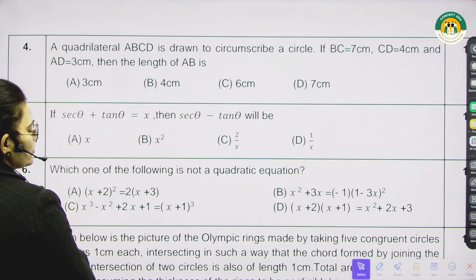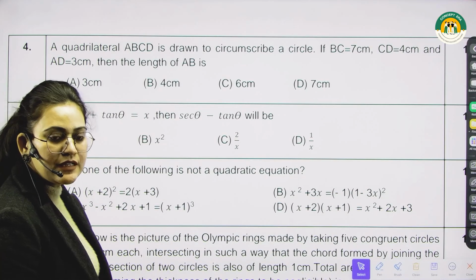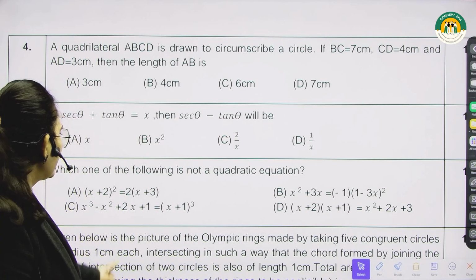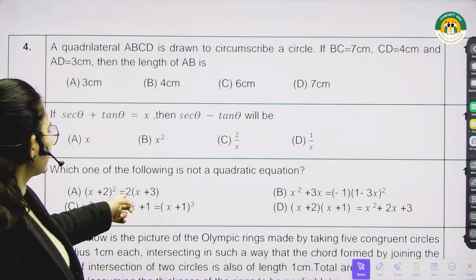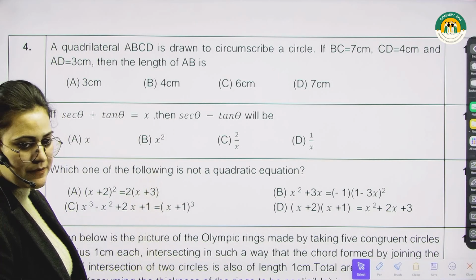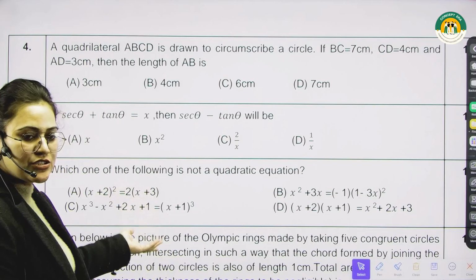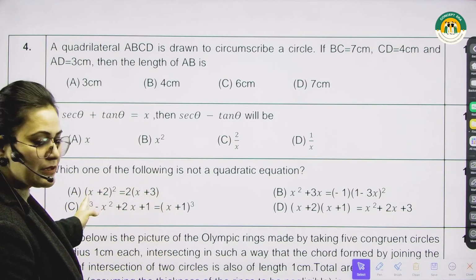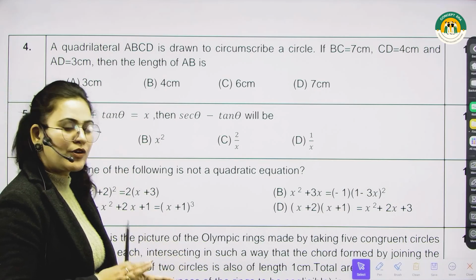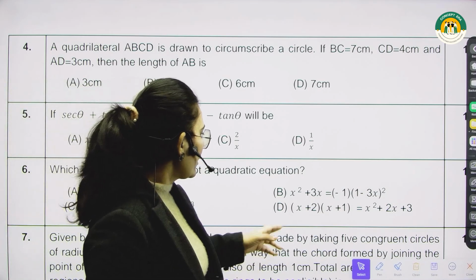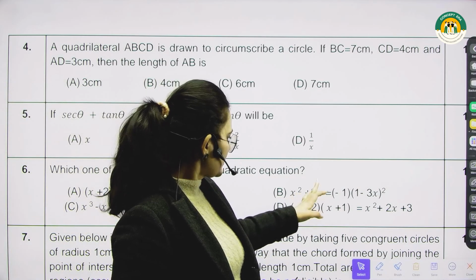(a plus b) whole square is a square plus b square plus 2ab, and when we solve the right hand side, we'll get 2x plus 6. So here there is no chance of cancellation, here there is 2x and here a square is coming, so definitely when we transpose the values, we'll get a quadratic equation. Here x square plus 3x.